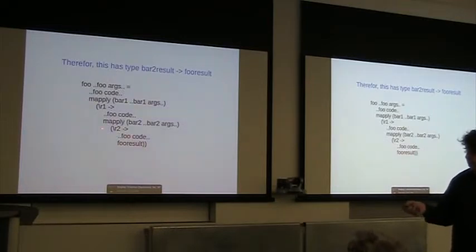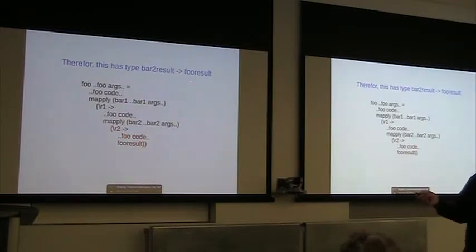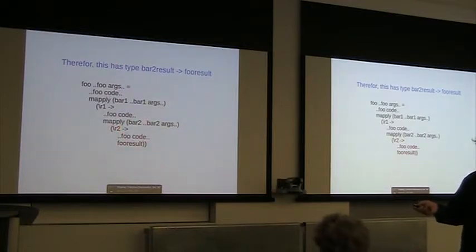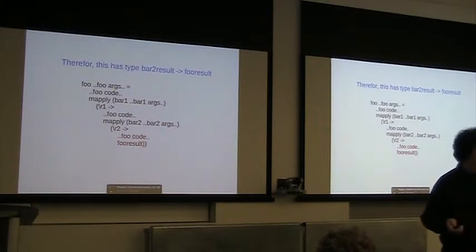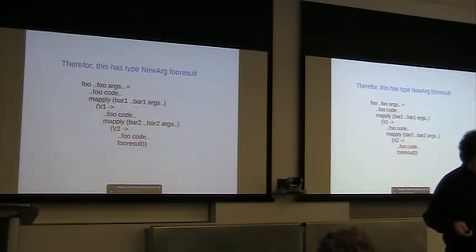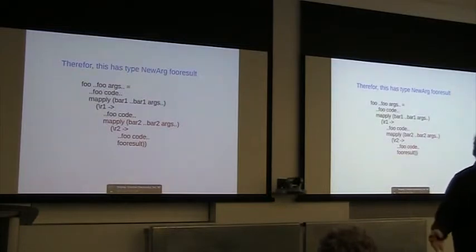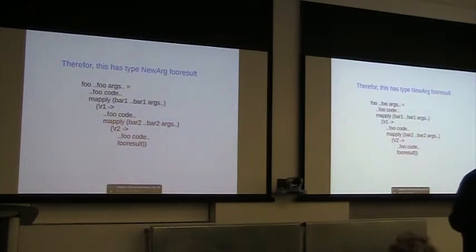That means this whole closure here, backslash means a closure again, this whole closure has bar two result, whatever bar two returns, to foo result, right? So we're doing the magic apply, so magic apply will pass whatever the result of this is, we'll apply this function with the result of calling bar. So this will have type bar two results to foo result, right? So that means the return type of the whole mapply, this whole last mapply, is going to be a new arg foo result. So that's exactly what we were doing in the last function, right?